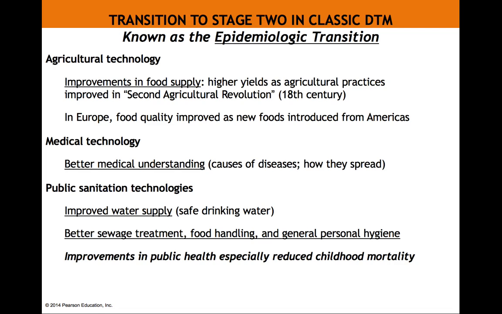Stage two is also known as the epidemiologic transition. This is when we saw lots of improvements in cultures and in societies, improvements in our food supply, improvements in medical technology, and our public sanitation technologies also improve. So, this is what gives us a decline in the death rate, but also an increase in our crude birth rate.